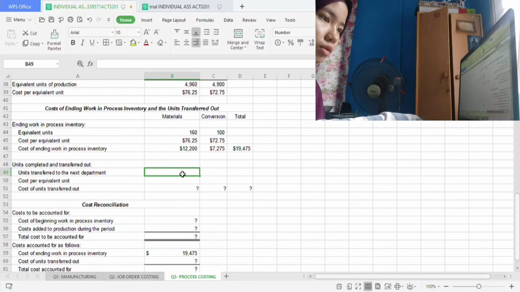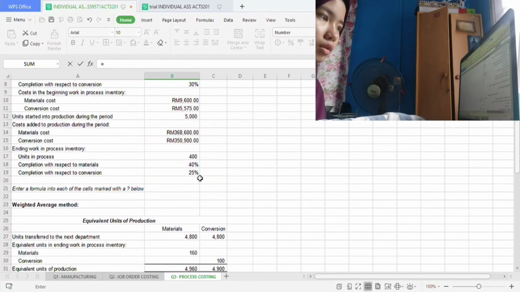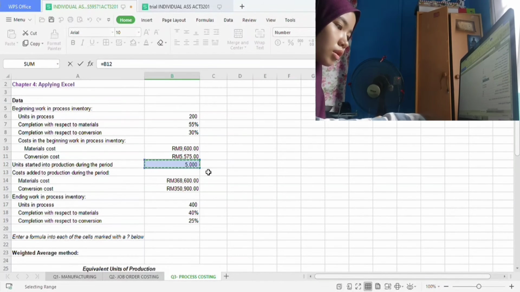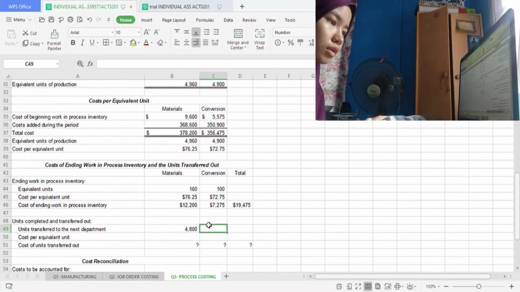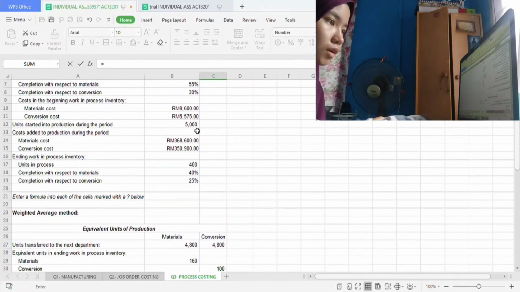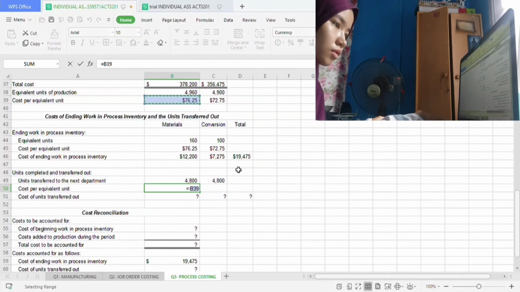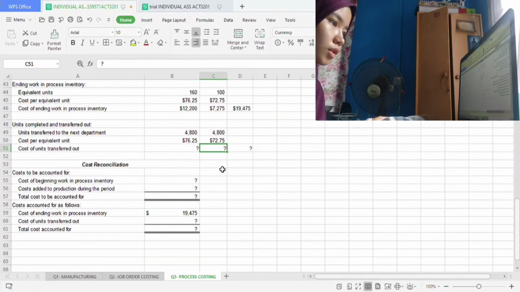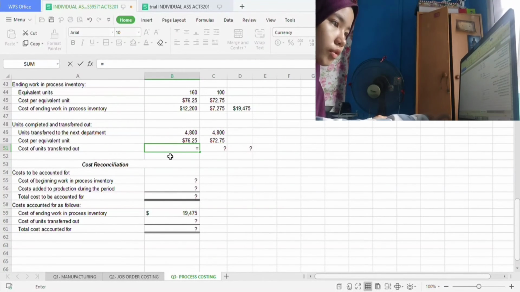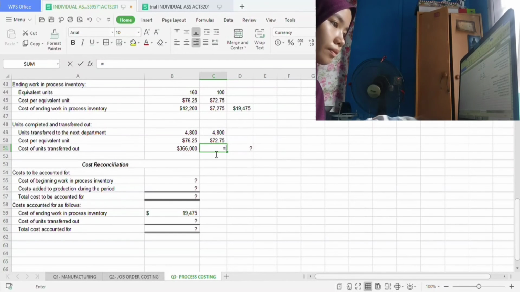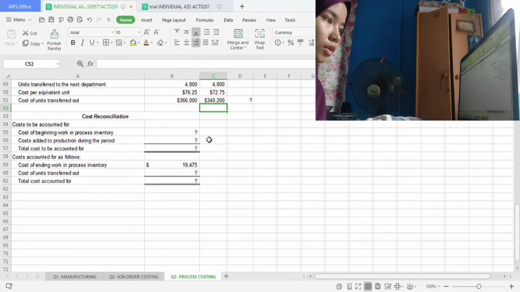Units transferred to the next department: units transferred, just minus 200. Cost per equivalent unit. So to get the cost of units transferred out, we multiply the units transferred to the next department by the cost per equivalent unit. Just total.